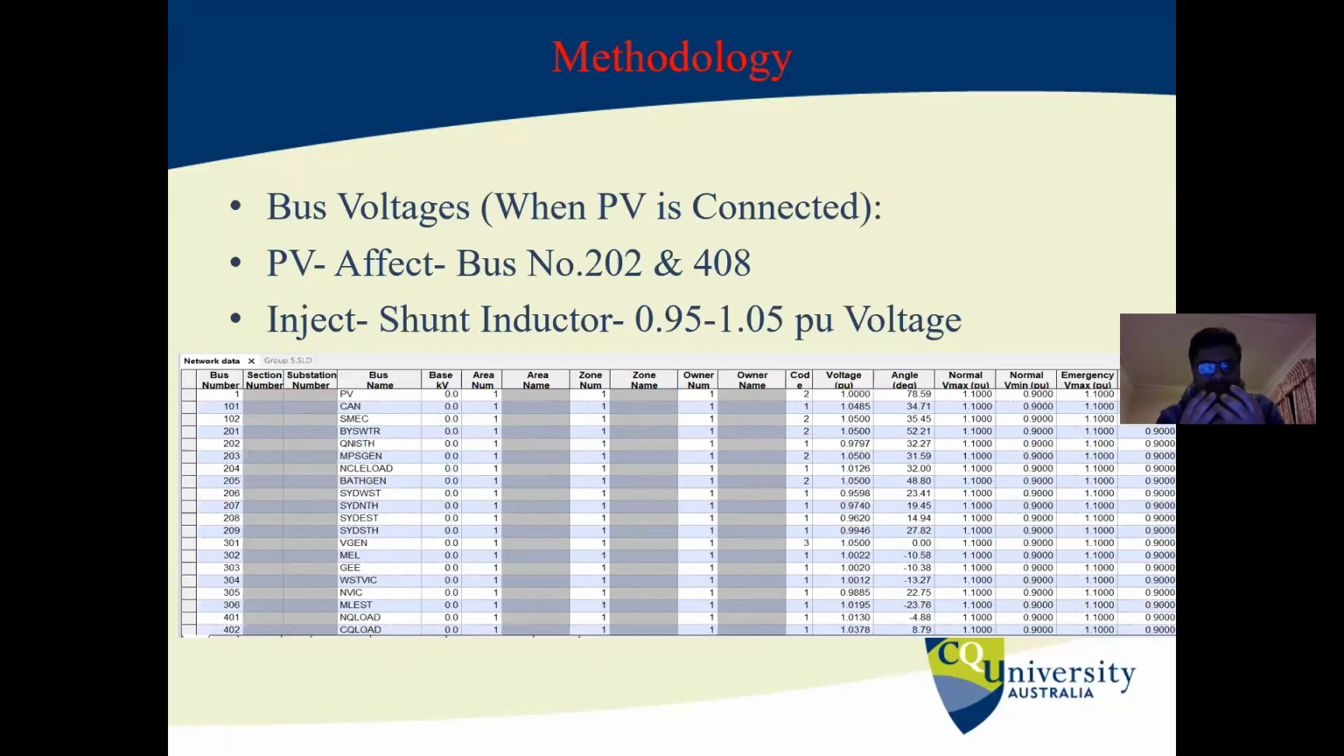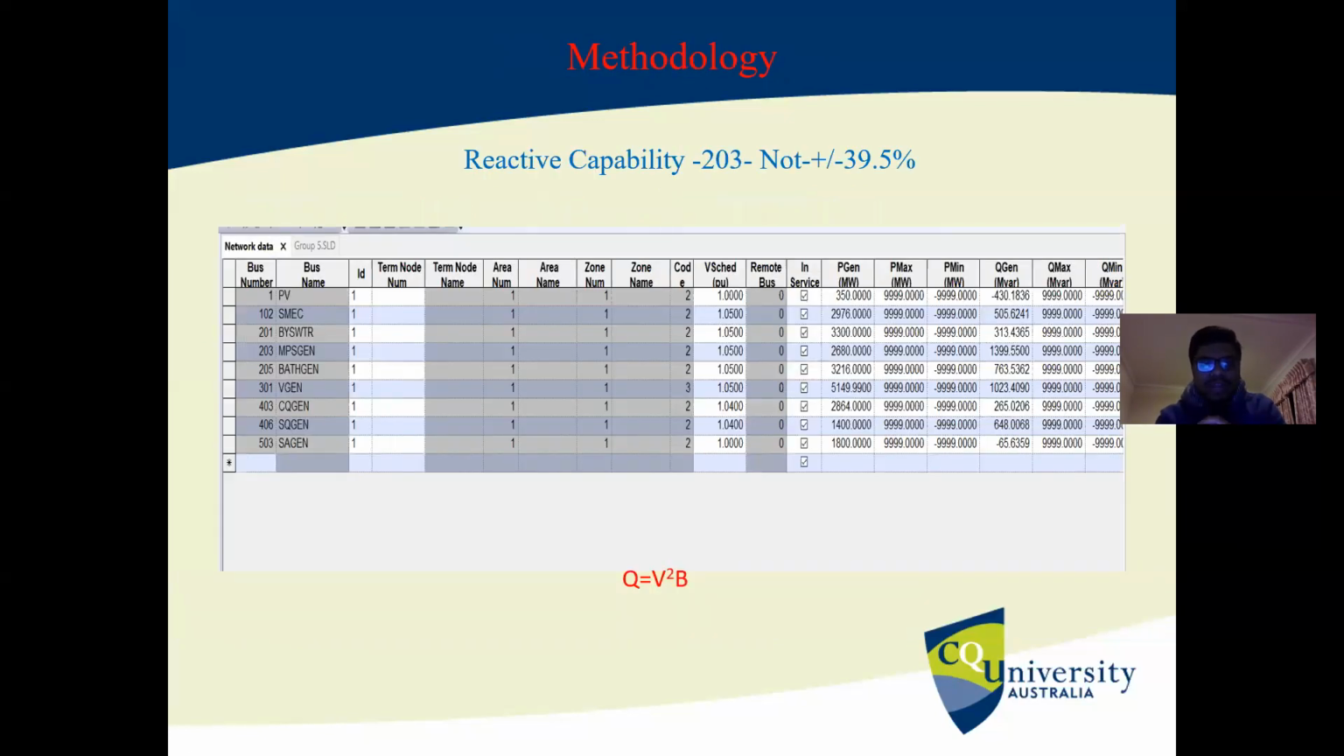So by giving a load flow solution, we finally inject a shunt inductor and provide VAR voltages, and we maintain the voltage in the range of 0.95 to 1.05. Then we also follow the NER, National Electricity Rules. The first rule is S5.2.5.1, reactive power capability, and we see that at bus number 203, named MPS Gen, MPS Gen is not in the plus or minus 39.5 range. So by using the formula Q equals V squared B, we reduce the voltage from 1.05 to 0.97, and maintain it that way.